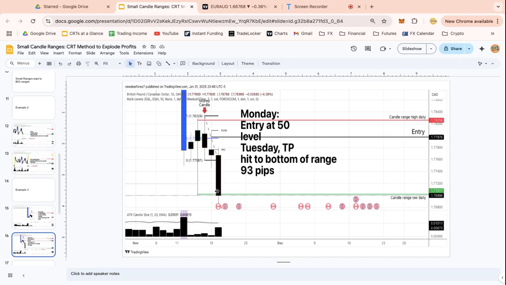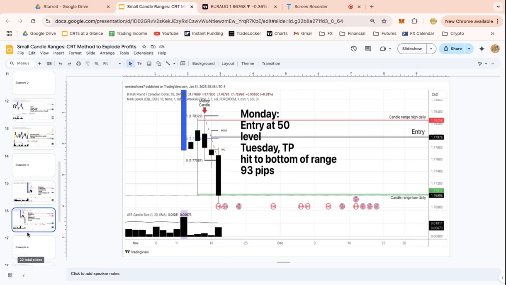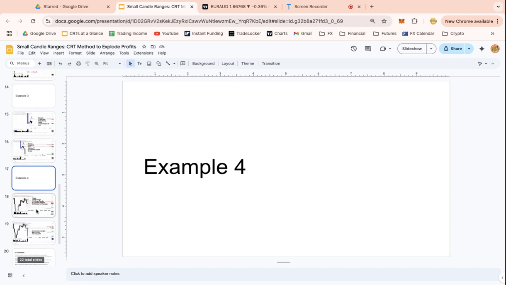Bottom of the range, or even sometimes it may break out. I didn't include how far it went down, but I mean, you get the point. You know, at $10 a pip, that's $930 in a couple days. That's decent. Okay, so let's look at one more short example here.